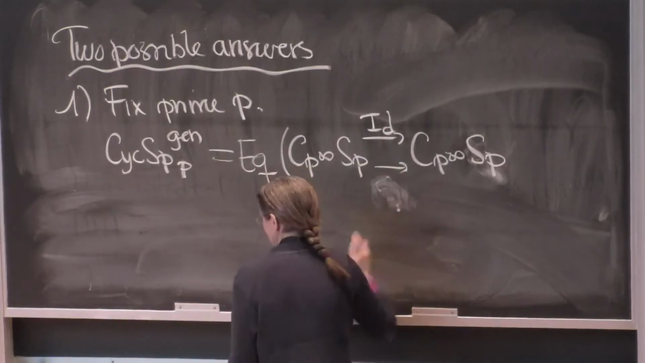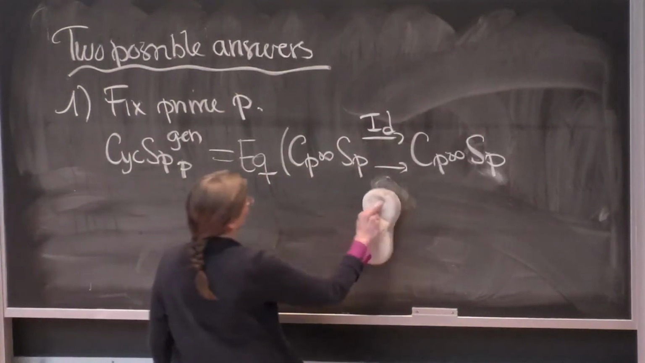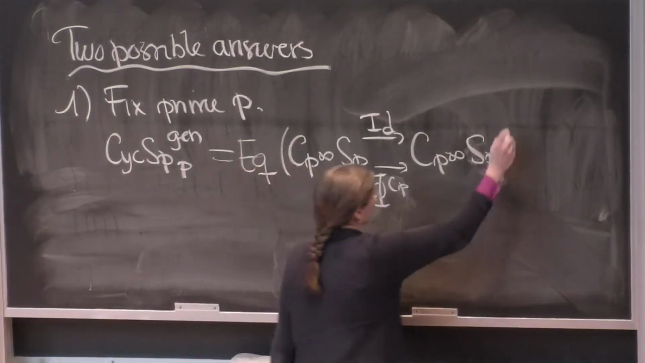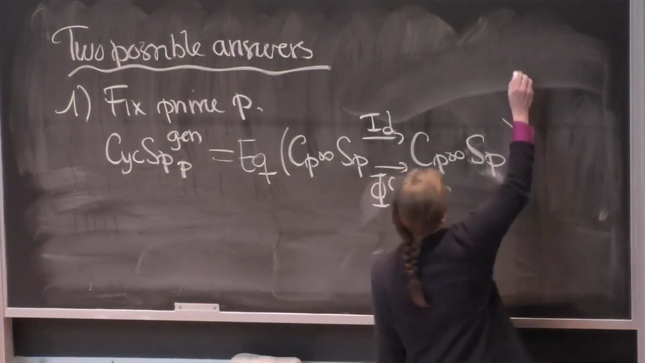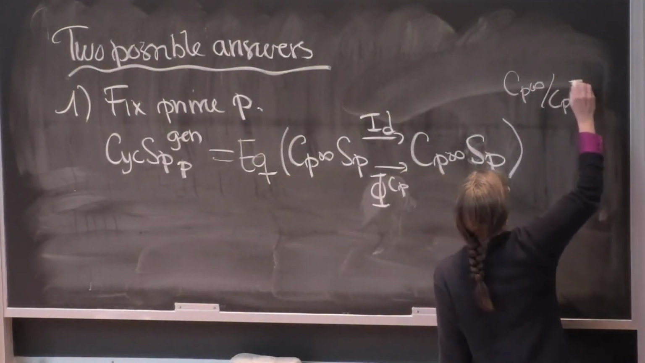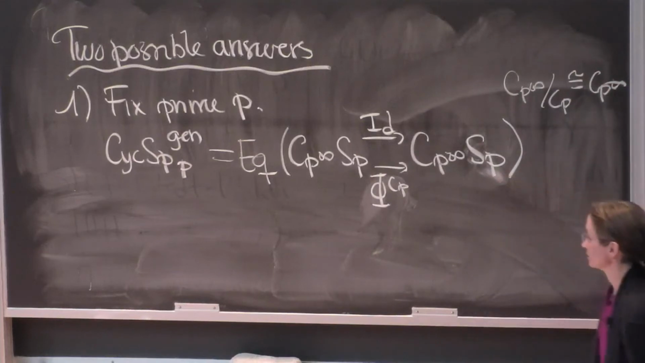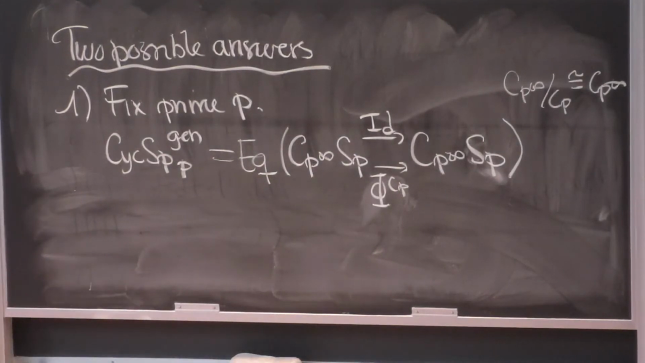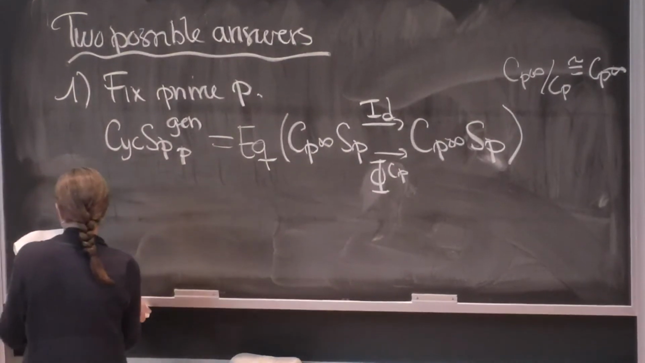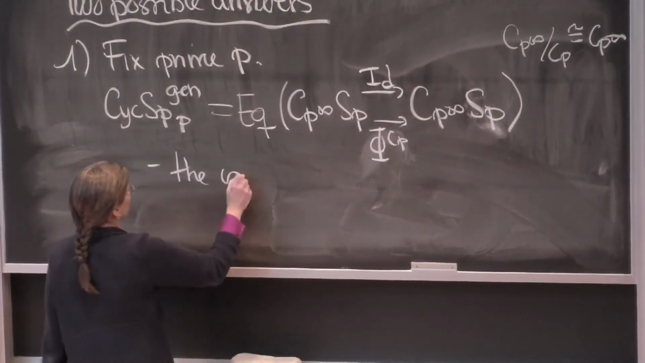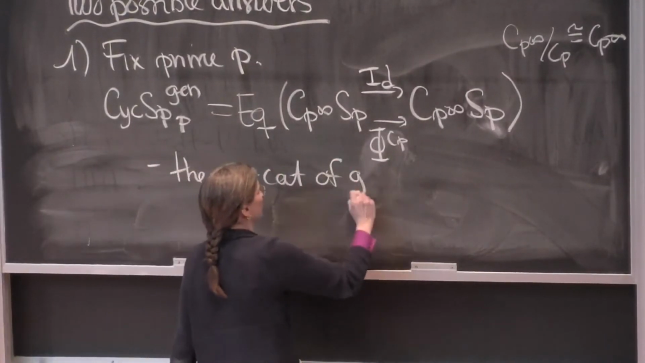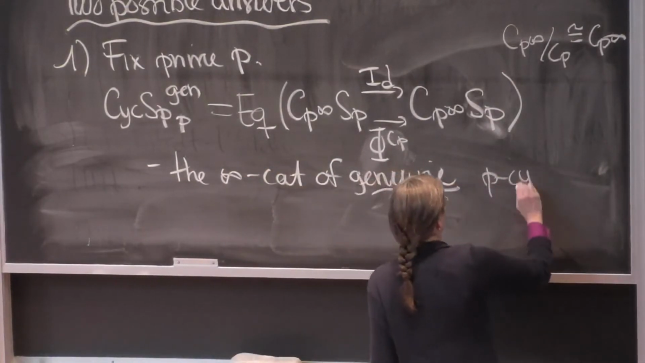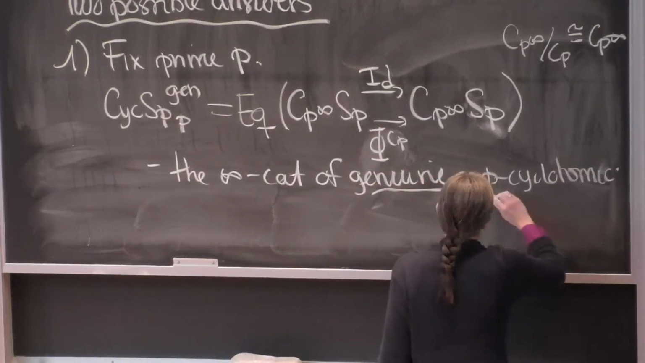Sorry, that's the wrong phi. It's capital Phi, so it's geometric fixed points, because we have this induced geometric fixed points functor, which actually extends to these categories as well, like this. Now, here we're using the fact that C_{p^∞} mod C_p is still isomorphic to C_{p^∞}, so this diagram makes sense. And we take an equalizer of quasi-categories, so an equalizer of these simplicial sets that gives us another quasi-category. And this is what we call the infinity category of genuine p-cyclotomic spectra.